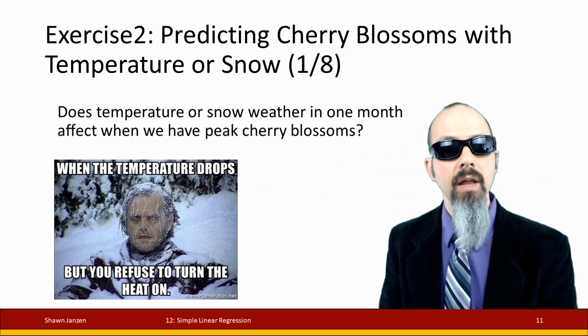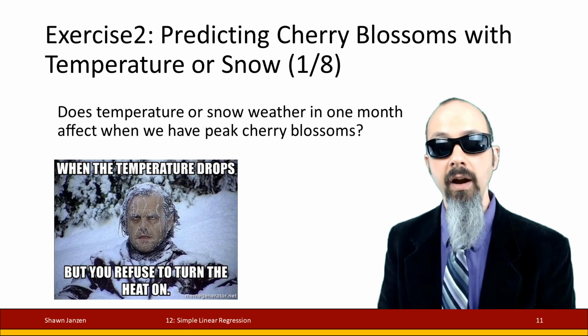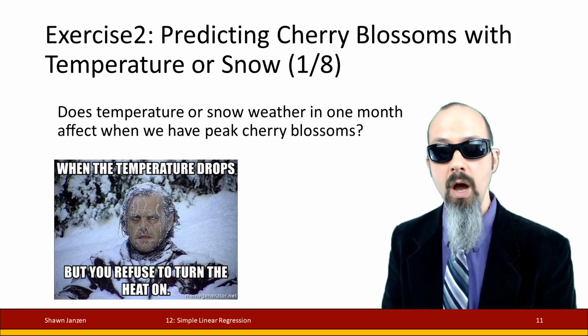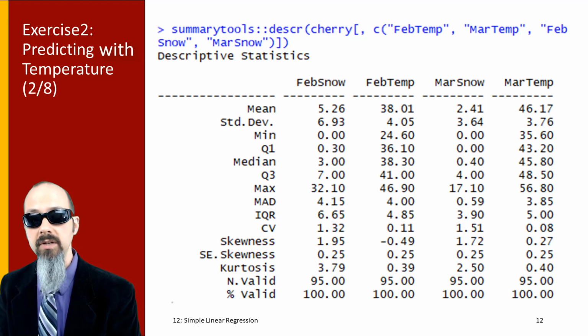Let's go ahead and do another example where we can see, does the number of cherry blossoms vary if we are doing our predictions by either temperature or amount of snow? So let's look at some summary statistics on these. I have two different dates for the amount of snow and two different dates for the amount of temperature.